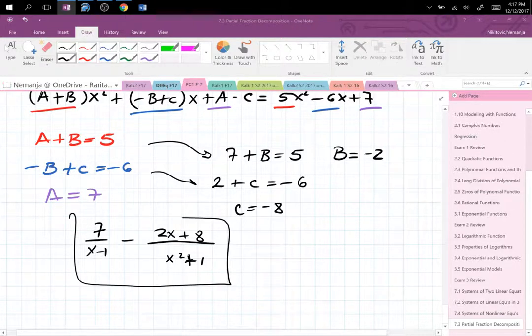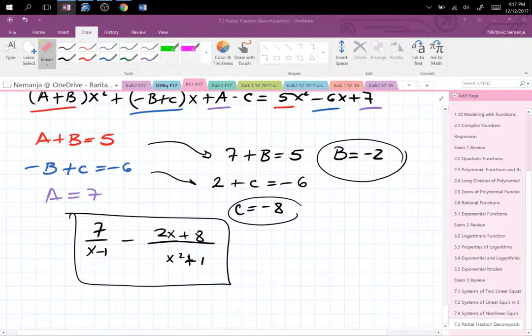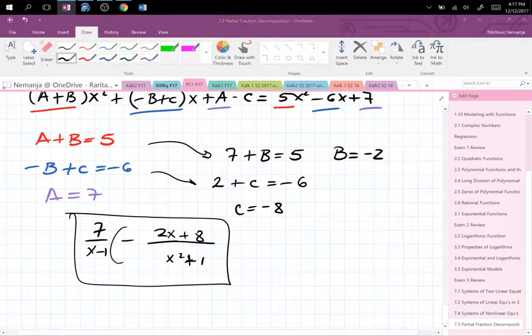That's the note that both c and b are negative. So what I did is I factored that negative sign right there. Otherwise, I would have to have negative 2x and negative 8 written in the thing.